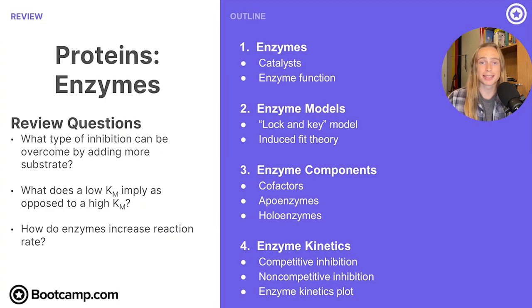Okay, we just had a really dense lesson on enzymes, so let's do a few quick review questions to see what you learned today. First, what type of inhibition can be overcome by adding more substrate? Second, what does a low Km imply as opposed to a high Km value? And lastly, how do enzymes increase a reaction rate?